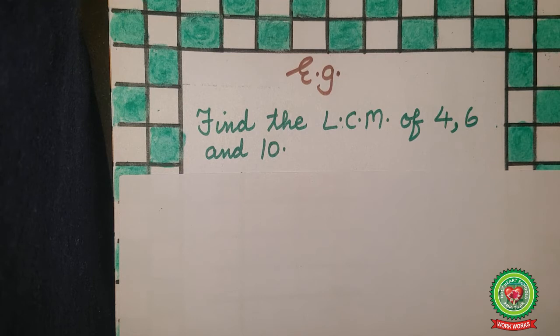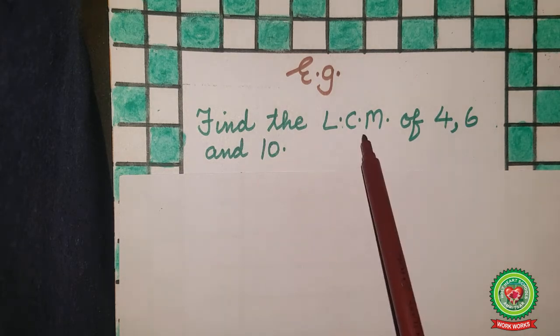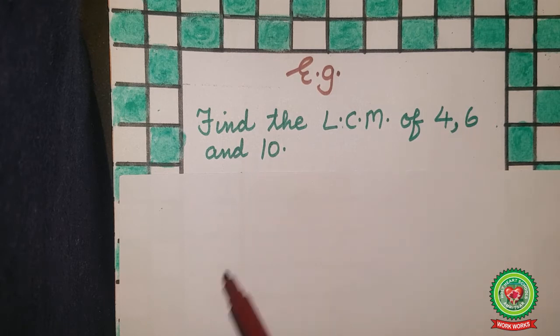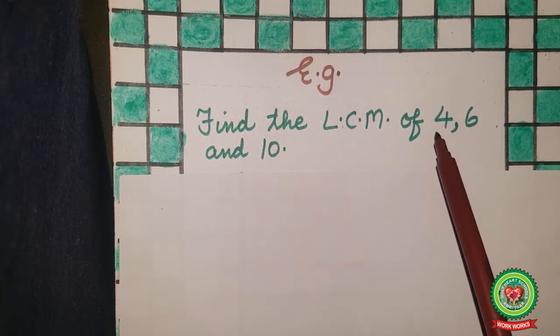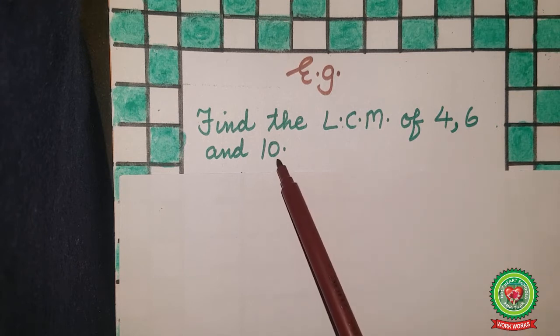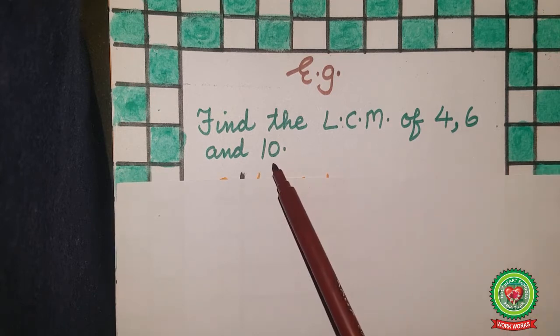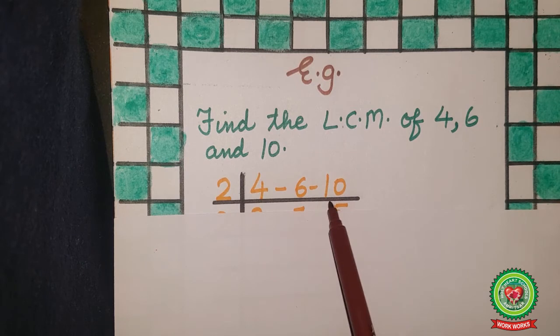Example number 1. Find the LCM of 4, 6 and 10. Now students, I have to find the LCM of three numbers. So, for finding the LCM of three numbers, firstly, arrange these numbers in a row. Now divide the numbers by the smallest prime number which divides at least one of the numbers.